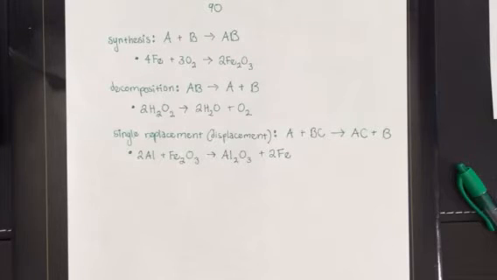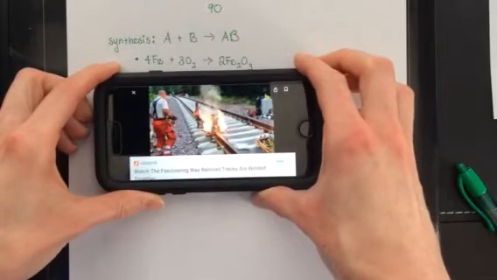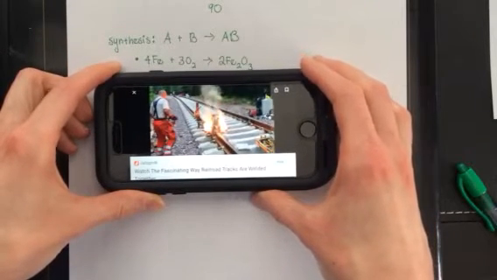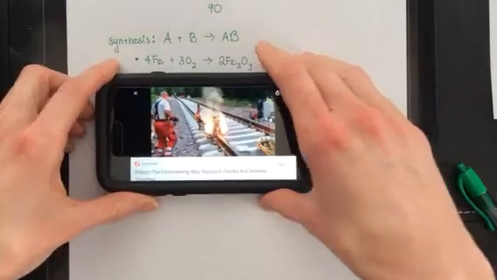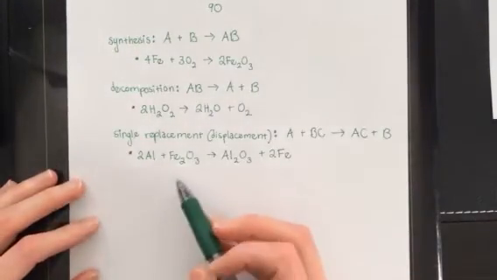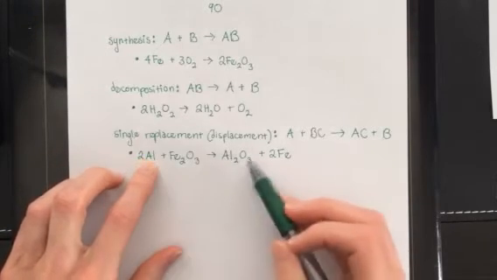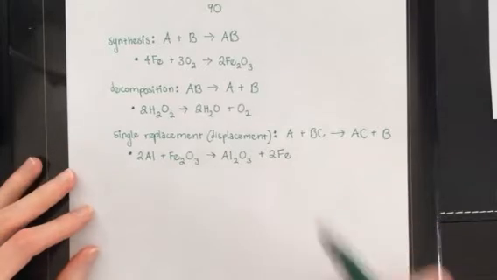It can be used to weld railroad ties together. So here's a picture of someone using this reaction to weld railroad tracks. So that's the thermite reaction. And you can see it is a single replacement because the aluminum starts off by itself, but then the oxygen moves over there with the aluminum, and then the iron's alone.